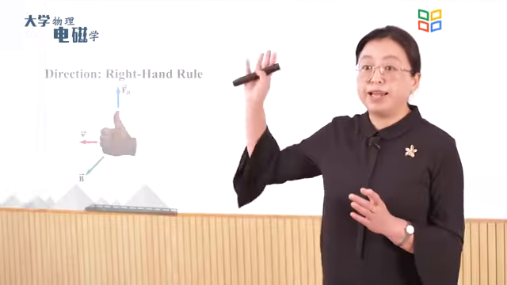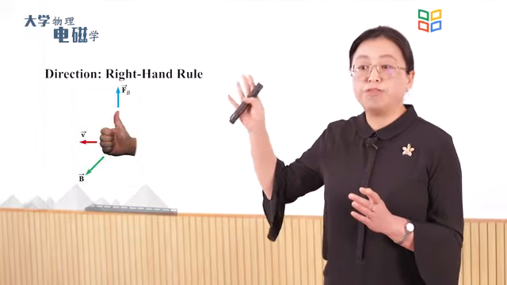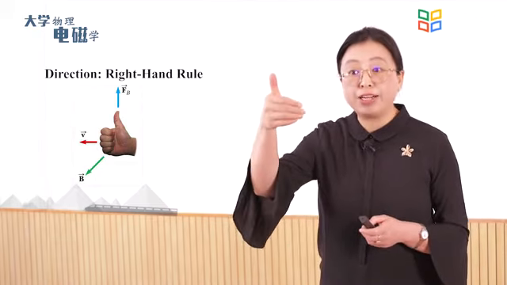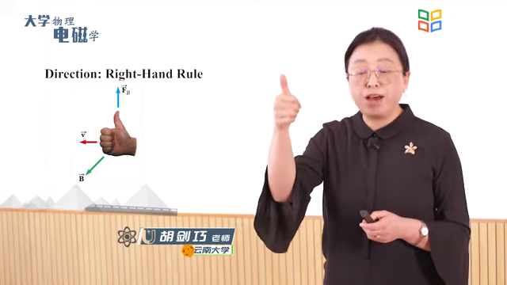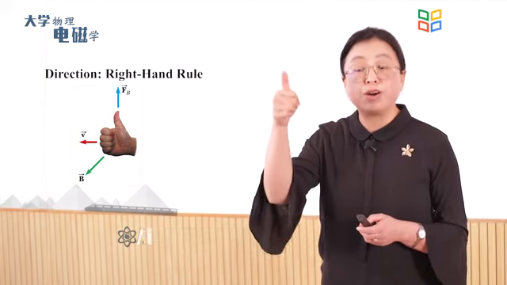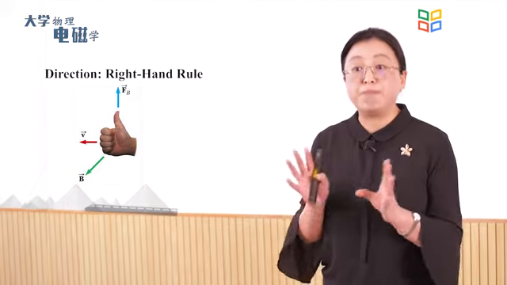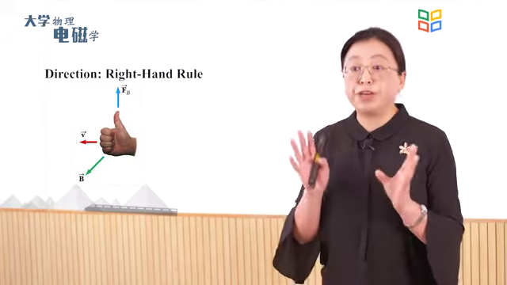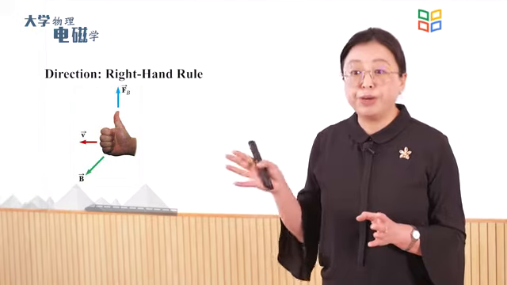How to determine the direction of FB? Please look at the figure showing the right-hand rule for the cross product of V and B. Our forefingers point along the direction of V and curl them toward B. The extended thumb points in the direction of V cross B. Because FB is the cross product of V and B times Q, FB is in the direction of your thumb if Q is positive and is opposite the direction of your thumb if Q is negative.